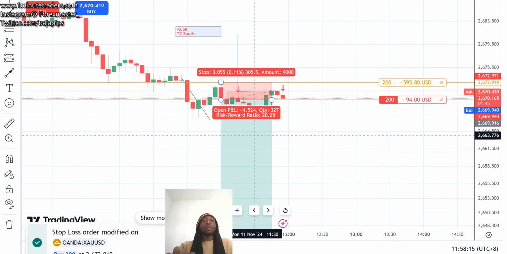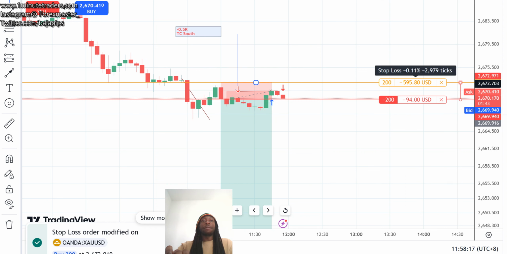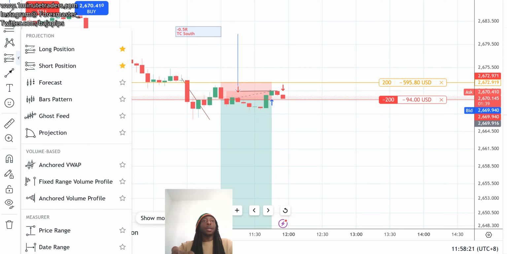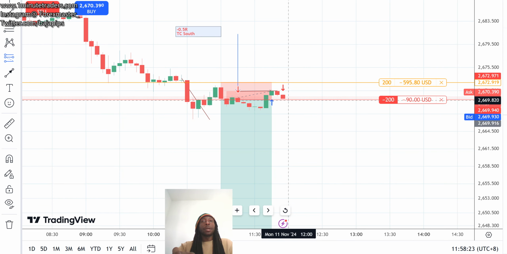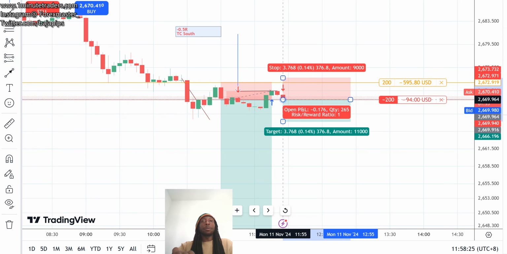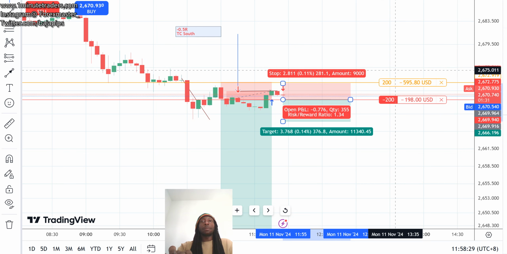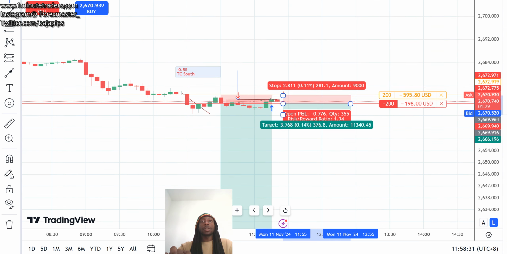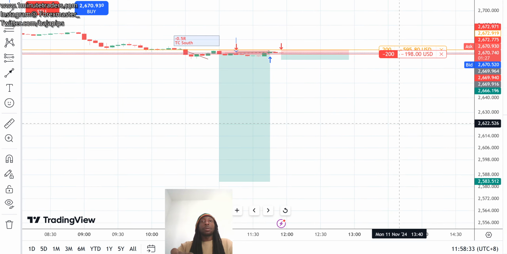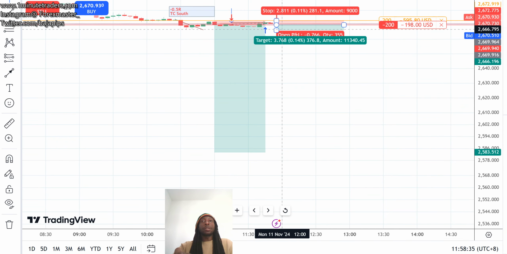I'm gonna trail it, risking 595 on this trade. That's about 0.6% of my account that I'm trading with. And I'm gonna do the same target. I'm going for 25 times my risk. A lot of you are like, that's a lot. Large target, but it's possible.